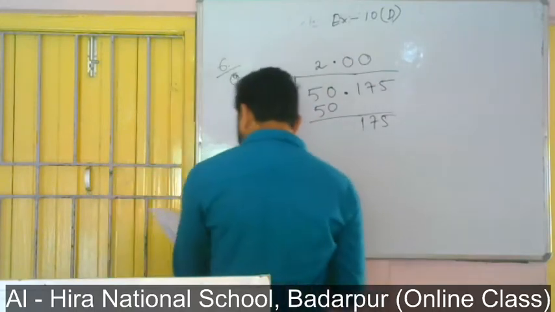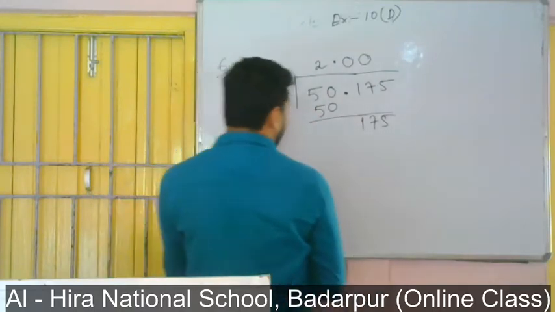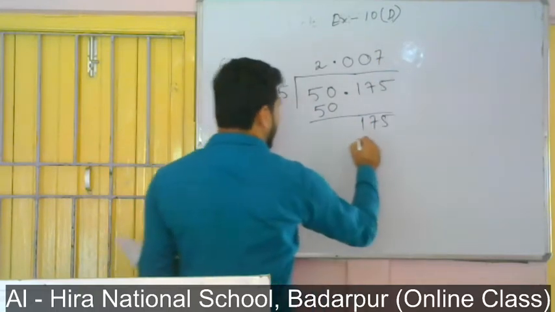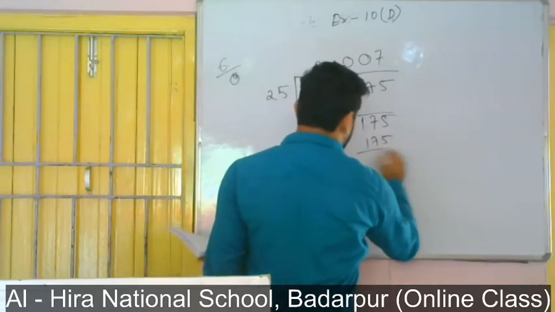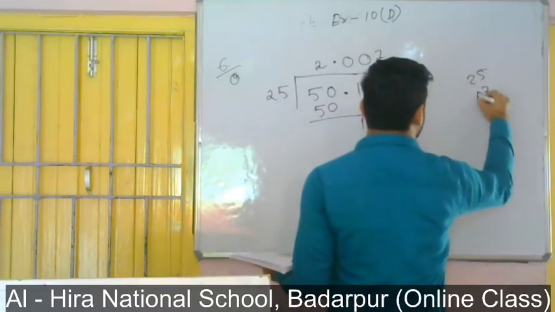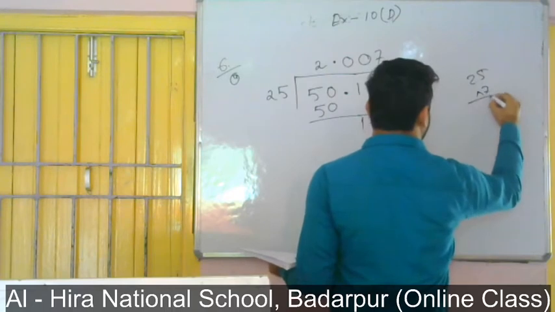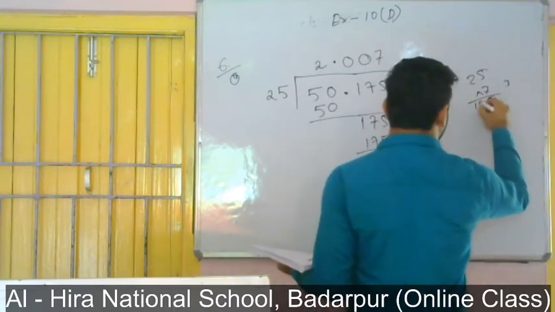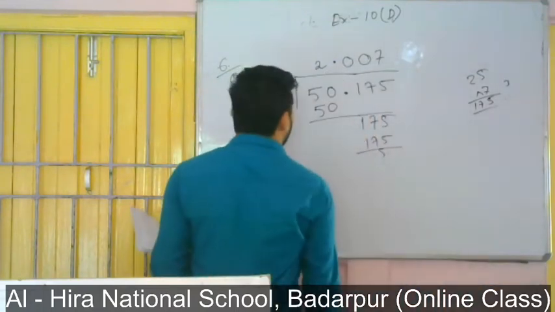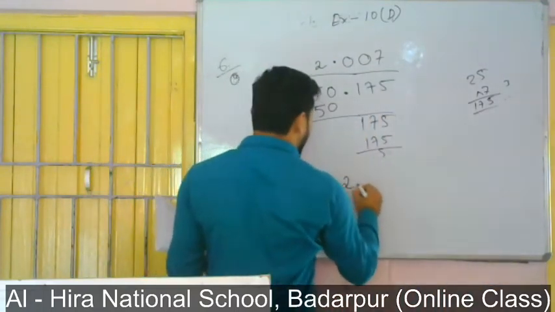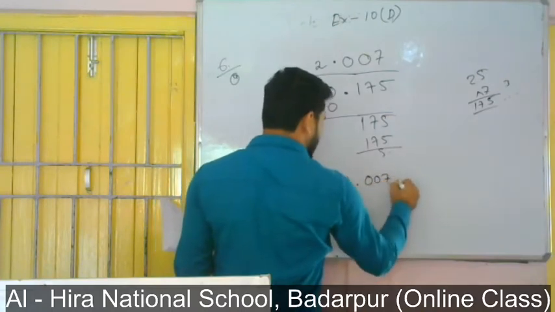Okay. Now you see, then if we multiply 7, then we'll get 175. Okay. You check 25 into 7. 7 5s are 35 and remain 3. 7 2s are 14, 15, 16, 17, 175. Okay. So that is the answer. So write quotient equals to 2.007. Okay.